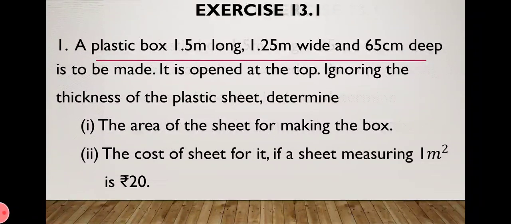Second, it is also given that the plastic box which is to be made should be open from the top. That means from the total 6 faces of the plastic box, the top face should not be there. So we have to use the sheet to make 5 faces only, and then we have to find the area of the sheet. So the area of the sheet required is for making 5 faces. And second, the cost of the sheet, if the sheet costs rupees 20 per 1 meter square.